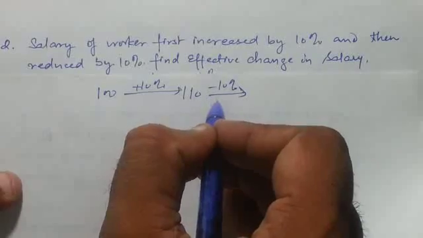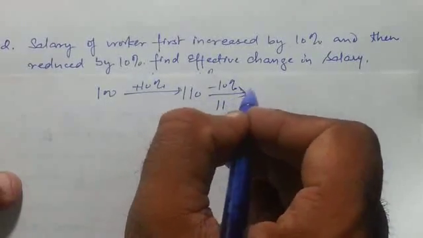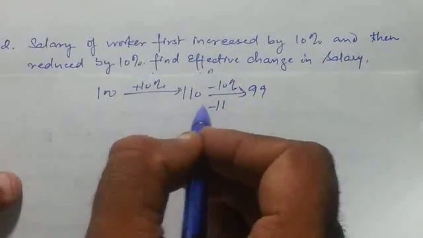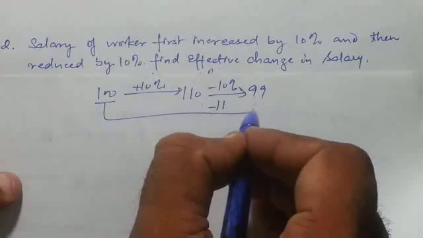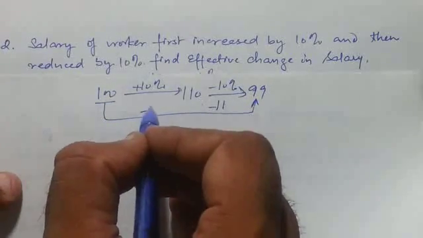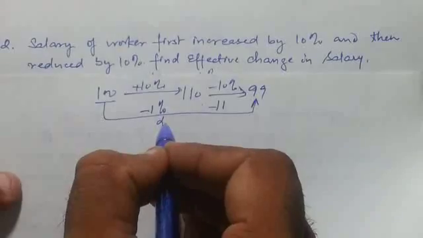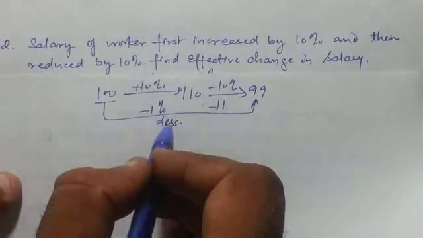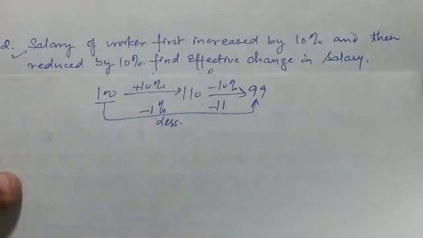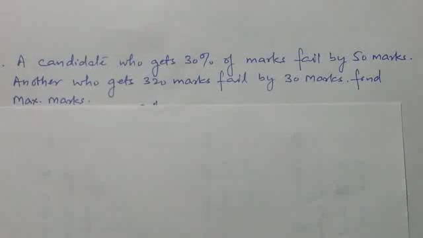So that means it is 11. So 110 minus 11 becomes 99. So initially it was 100, now it has become 99. So what is the percentage change? It is 1% less. So this is the answer to this question, salary one. Very simple, very easy. So let us see the next question.